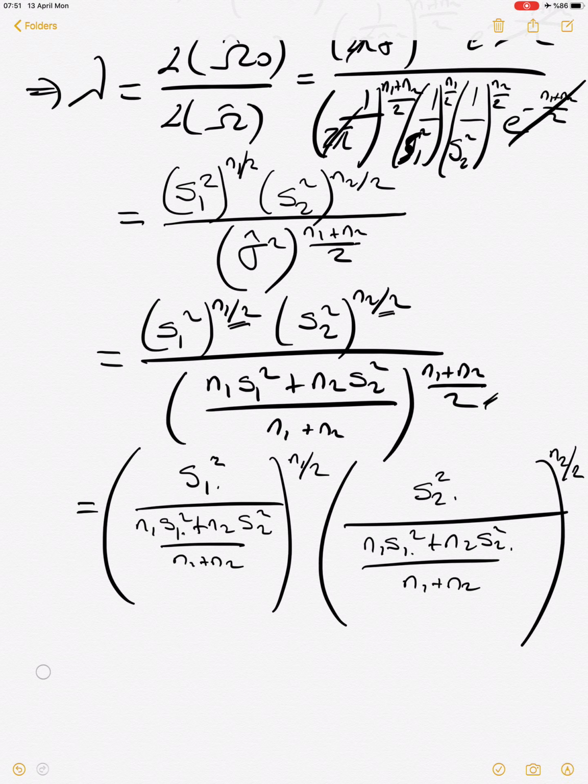So we try to get one test statistic, right? How can we do that? Either by dividing by s1 square in the denominator and writing this as s2 square over s1 square, or we can do the same thing here by dividing by s2 square, so we will end up with s1 square over s2 square here.